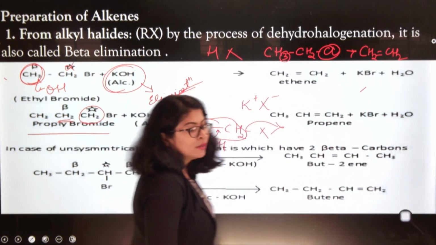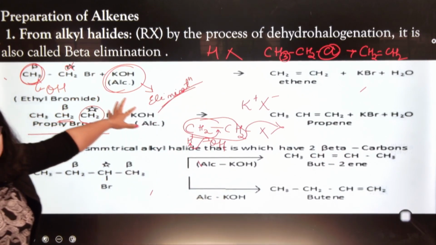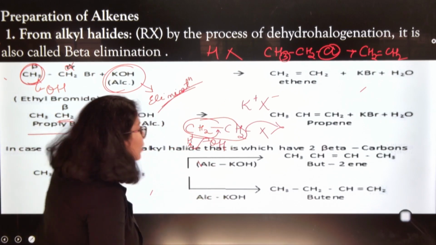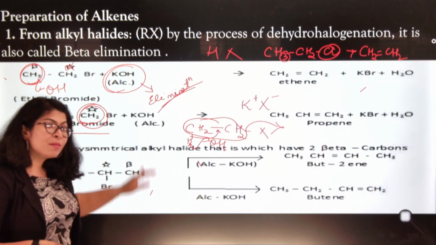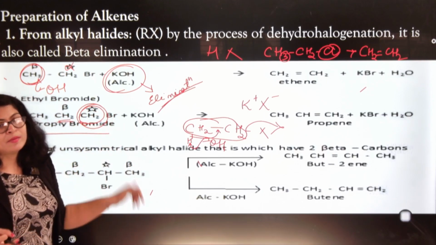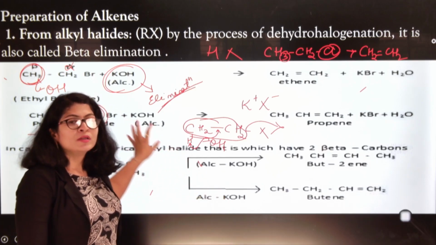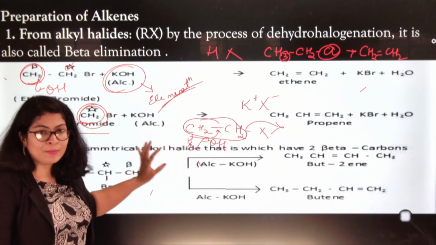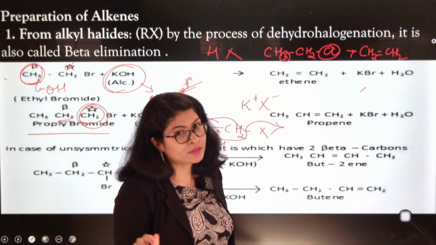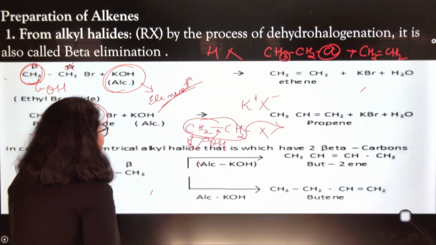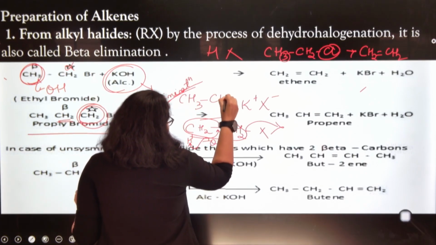Now in case of unsymmetrical, here the alkyl halide was symmetrical. That means if this is the alpha carbon, then there is only one beta carbon possible for this. Therefore, elimination has to take place from that beta carbon. It has no other option. Therefore, this reaction happened because there is only one beta carbon position possible. But suppose the structure is somewhat like this.